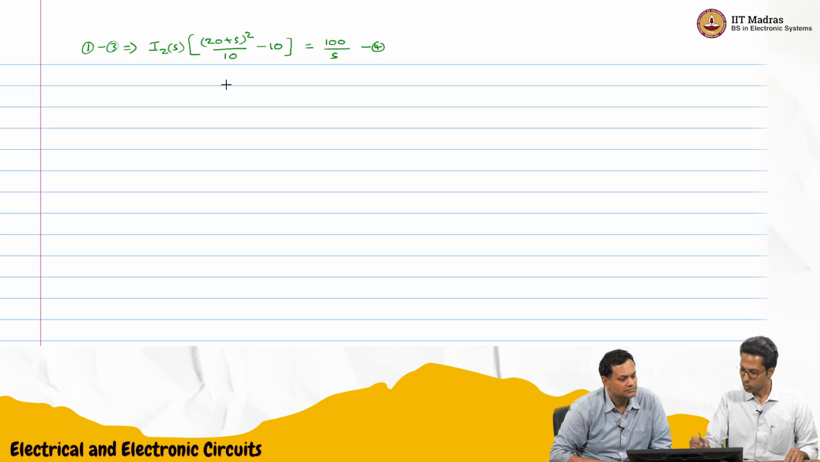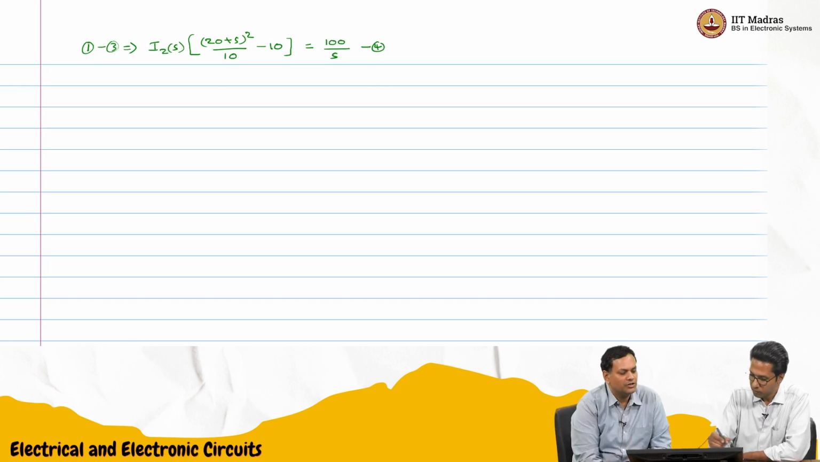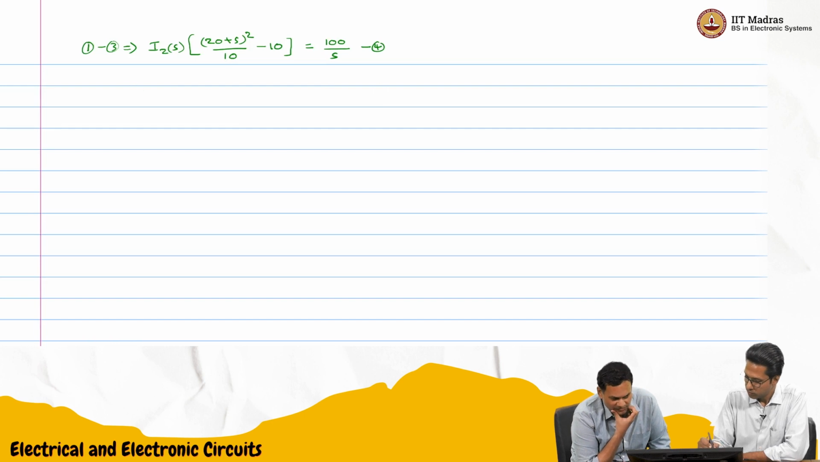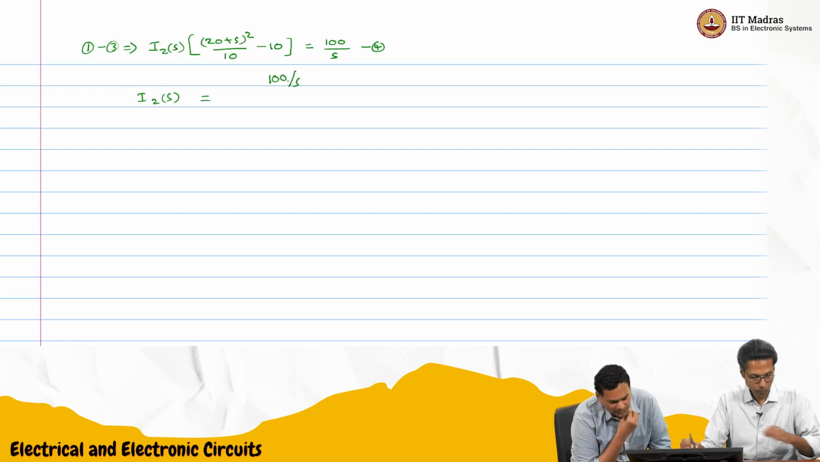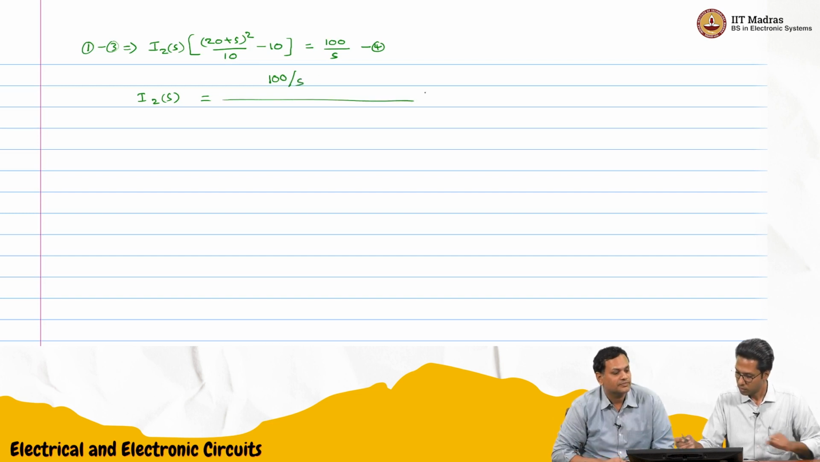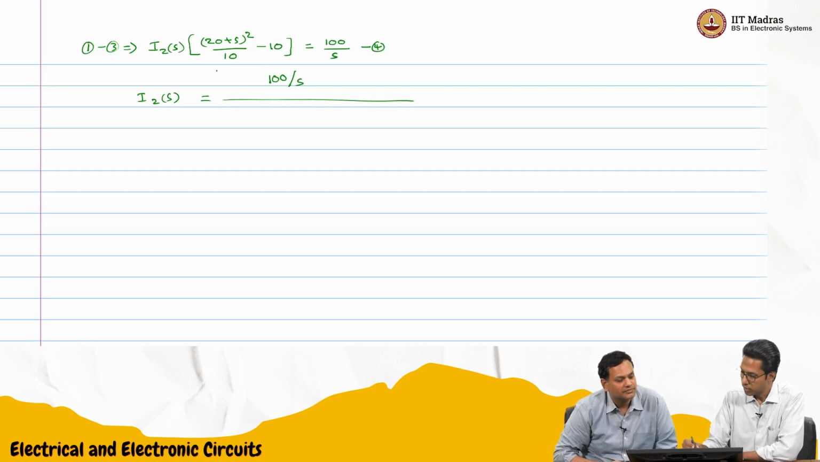So maybe we should do some reordering. So I2 of S is equal to 100 by S divided by, or we should take LCM, no? Maybe we should take LCM and do it. So we'll get 20 plus S the whole squared minus 100, because 10 into 10, divided by 10. So that I can write it here.